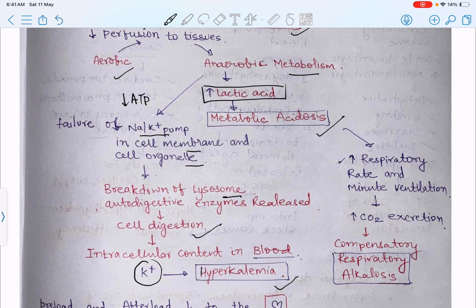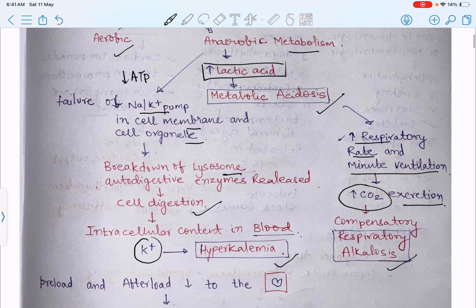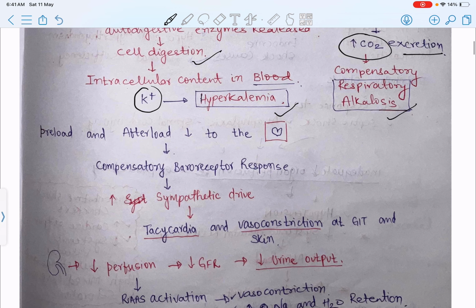Now, because of metabolic acidosis, there is increased respiratory rate and minute ventilation. Why is this increased? To excrete the excess CO2. This is known as compensatory respiratory alkalosis. Now, coming to the heart, there is decrease in preload and afterload, which activates the compensatory baroreceptor response. This increases the sympathetic drive, which leads to tachycardia and vasoconstriction at the GIT and skin.